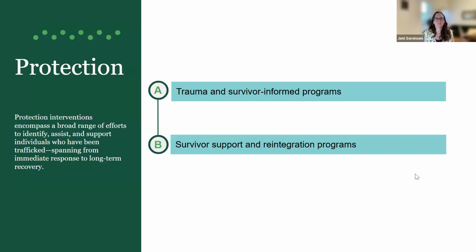For protection interventions, you might know that the Department of State defines this as identifying, assisting, and supporting individuals who have been trafficked. So we're looking at support for people who have experienced trafficking, and also at their recovery, trying to prevent re-trafficking, and looking at the core causes that led them to be vulnerable in the first place and trying to address those. The two buckets we looked at are trauma and survivor-informed programs, and survivor support and reintegration programs. If you go to the next slide.